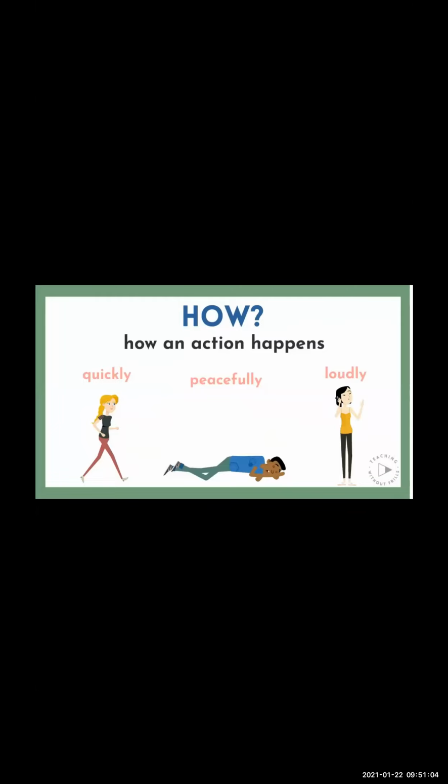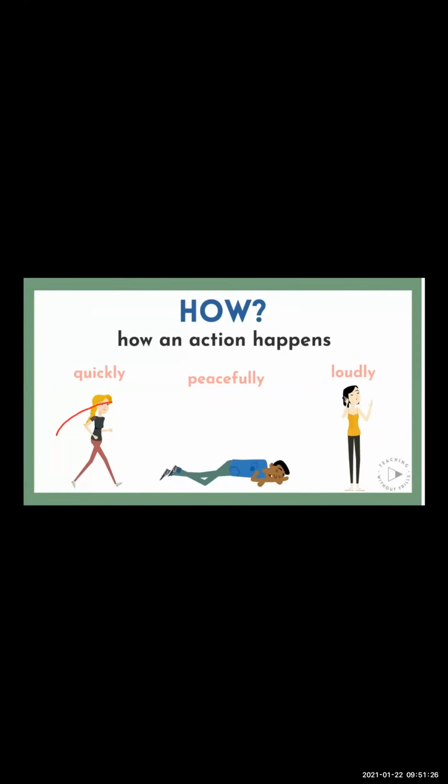Now let's talk about the first question, that is how. If we have a simple sentence and we ask how the action happens, the answer is an adverb. The woman was walking. But how was she walking? The woman was walking quickly. So quickly is an adverb here.